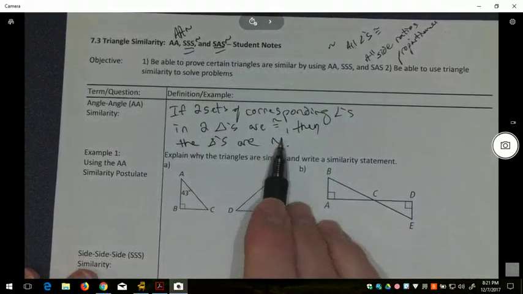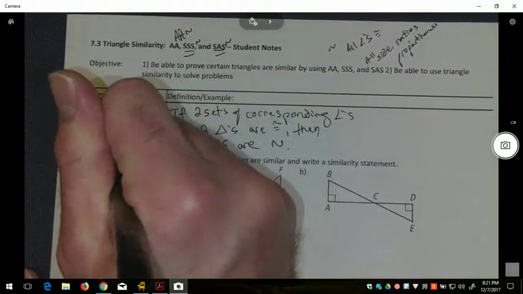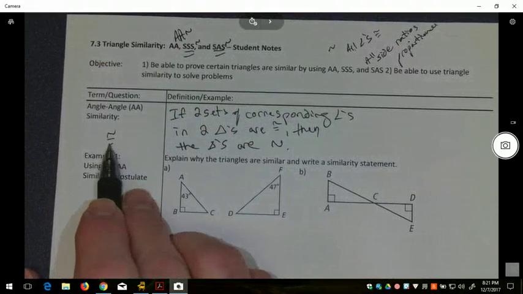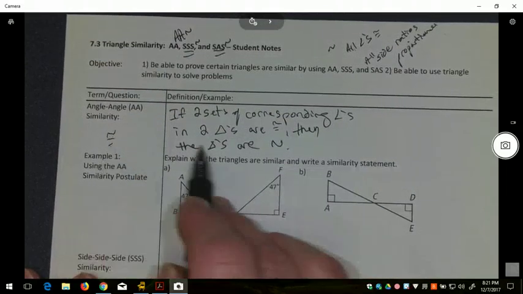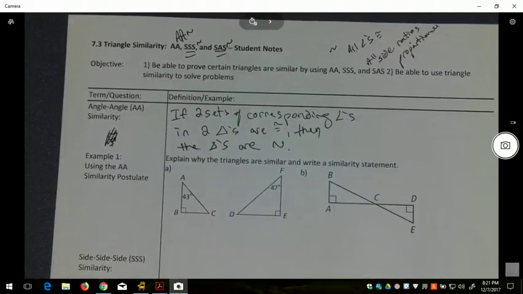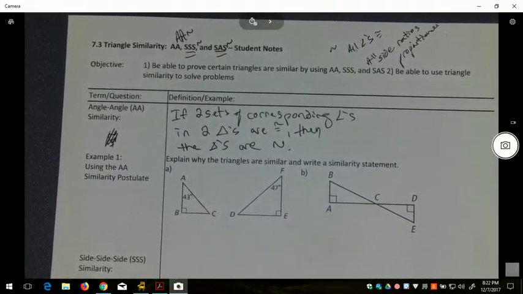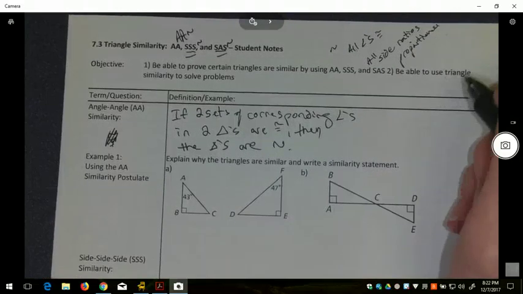That's the notation for similar. Notice congruent is the notation that has the equals and the tilde. Similar drops the equals, saying that the lengths are not equal, but the shapes are similar. The measures of the angles are equal, but the lengths themselves are not necessarily equal.